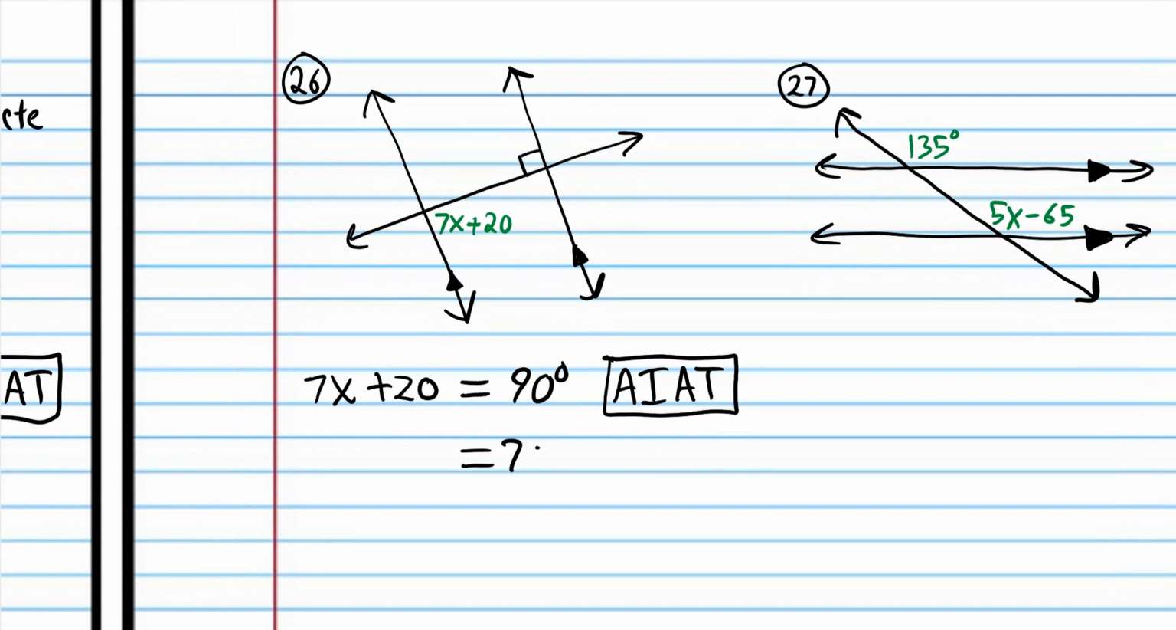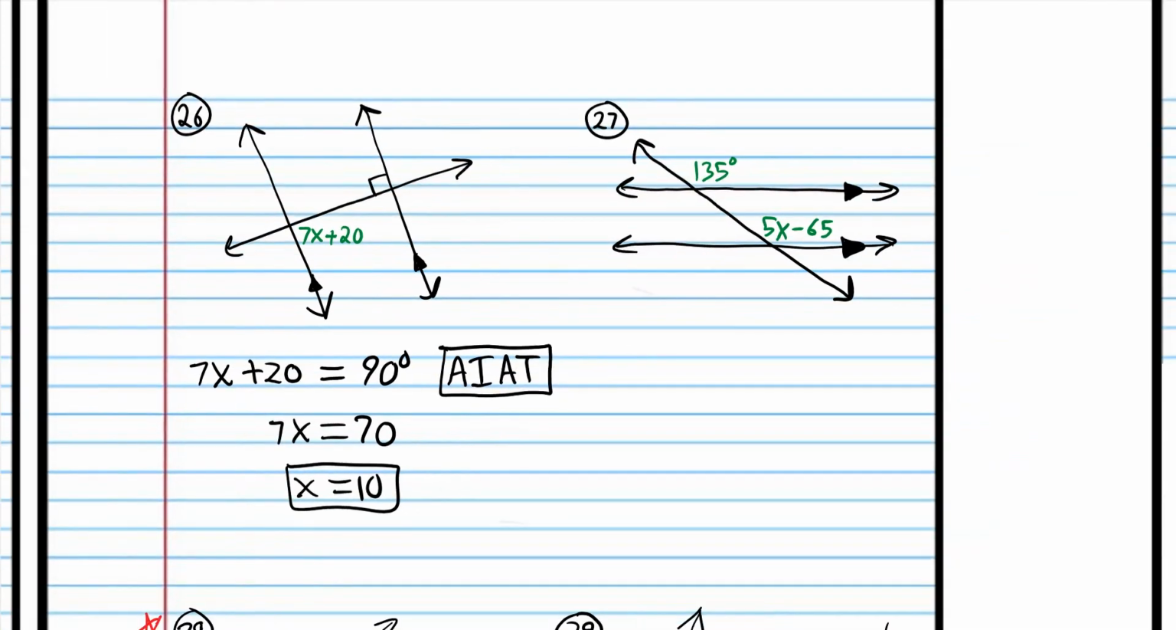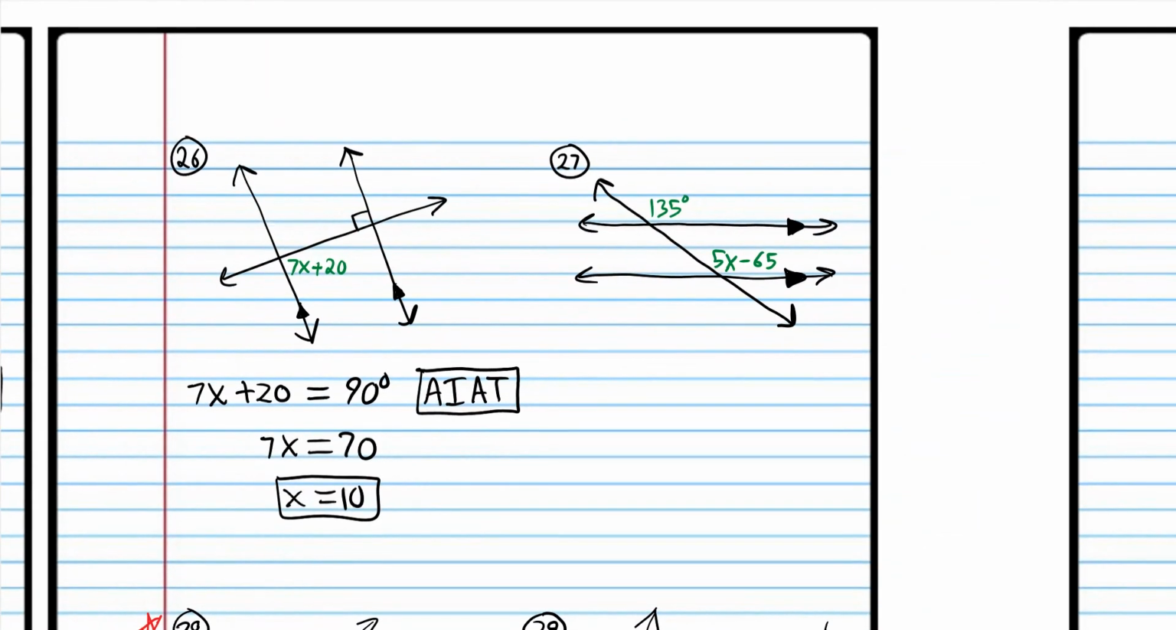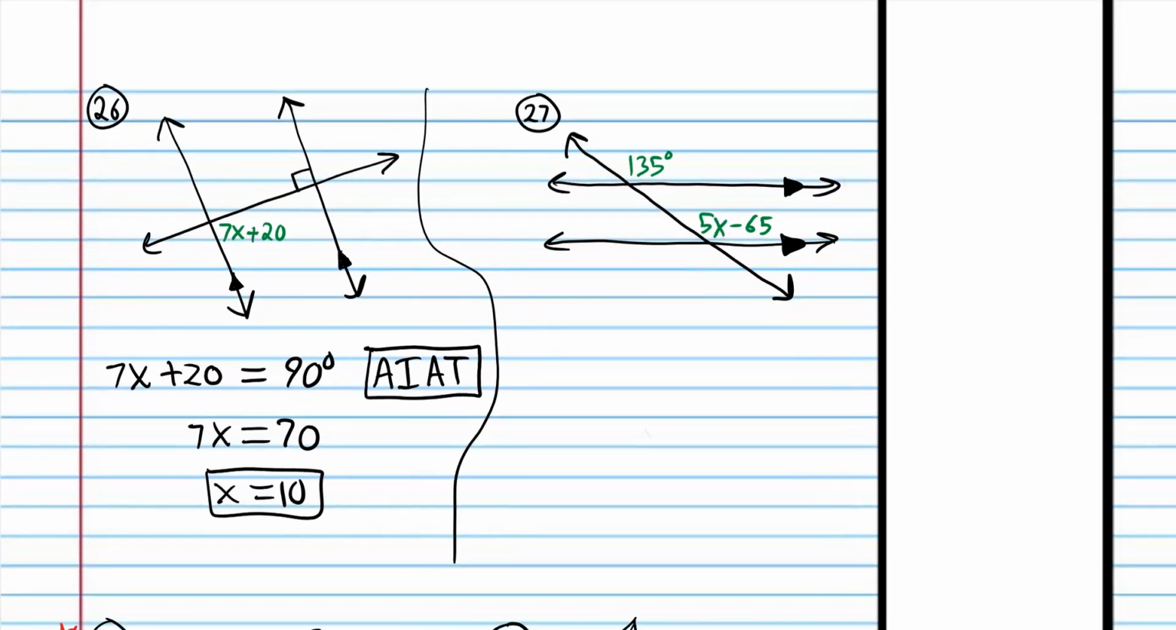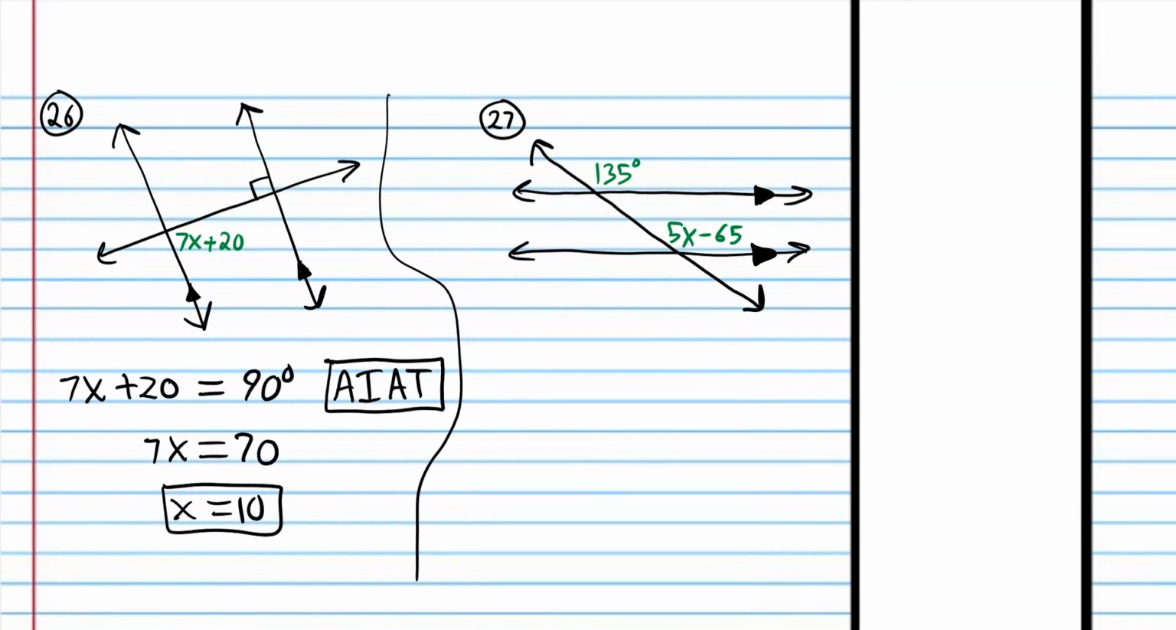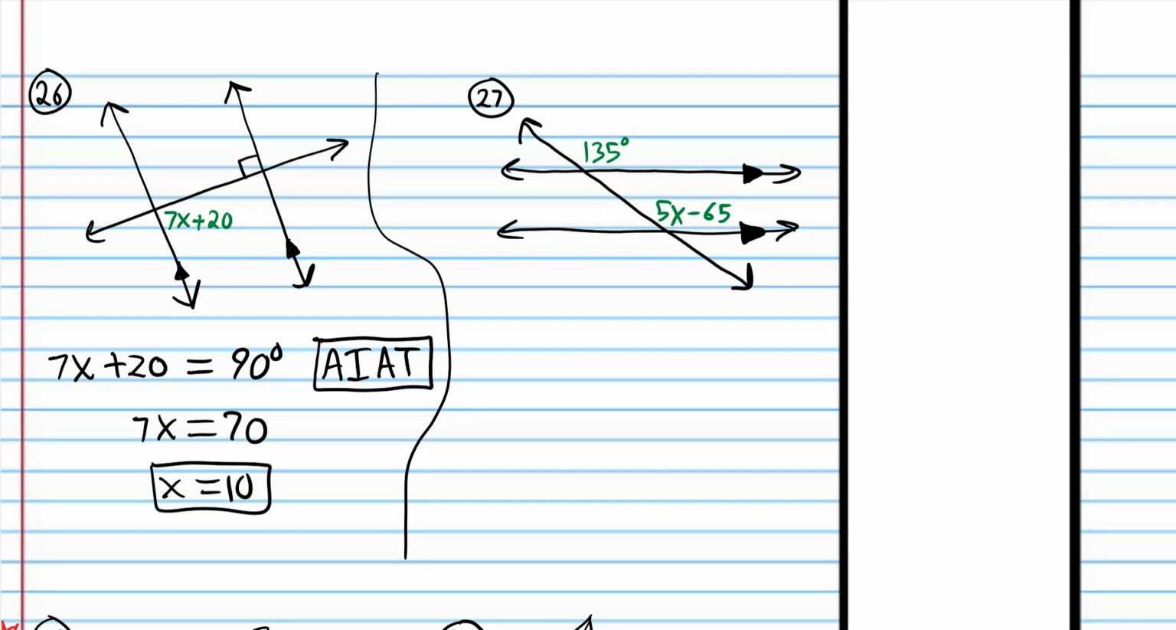Subtract 20 from both sides, divide both sides by 7, and you get 10. So if you got 10 in the alternate interior angles theorem, good job. All right, try number 27, and when you come back, we'll do it together.